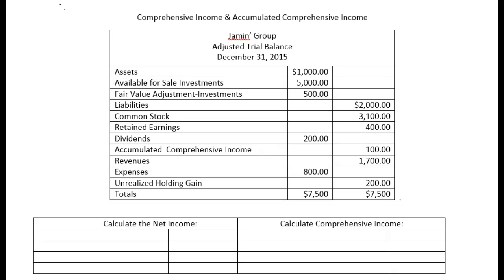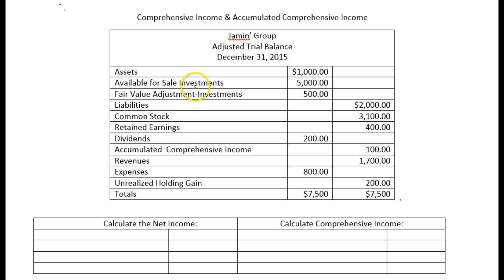In this short podcast, I would like to look at the relationship between comprehensive income and accumulated comprehensive income. I think the best way to do this would be to start with an unadjusted or an adjusted trial balance, and I have one for Jamin Group. A couple of things I'll point out to you to start with.